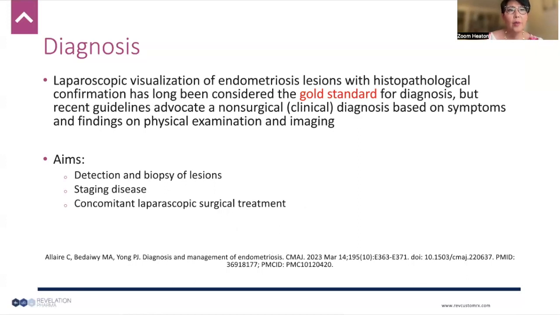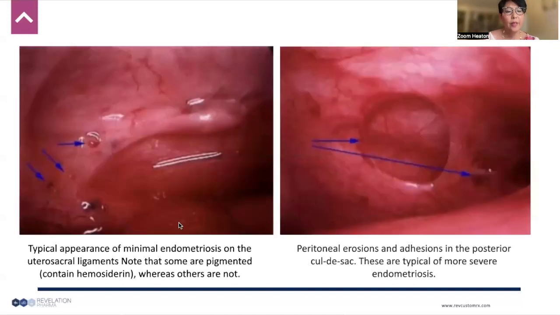So basically, with this procedure, a camera is inserted through the belly button where you can look into the pelvis and the ovaries and the fallopian tubes to see if there are any endometrial implants, and a biopsy can be performed. And of course, tissues can be looked at for pathological diagnosis. The aims are for detection, biopsy of lesions, staging disease, and the concomitant laparoscopic surgical treatment. And here's the typical appearance of minimal endometriosis on the uterosacral ligaments. And here are the peritoneal erosions and adhesions. So this is more severe endometriosis.